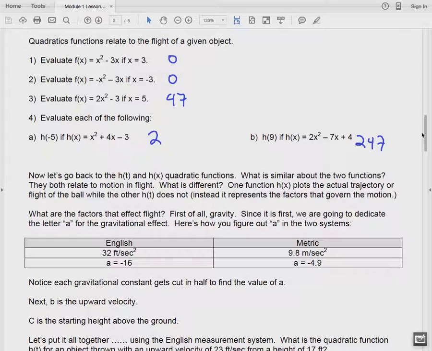Yes? So what's the real answer to 4B? Well, let me do it in my head. 81, 162 minus 63 is 99, plus 4 is 103. Yeah. Okay, any questions? All right, so, now, oh yes, Spencer, you are correct, it's negative 4.9, we went through it right here.